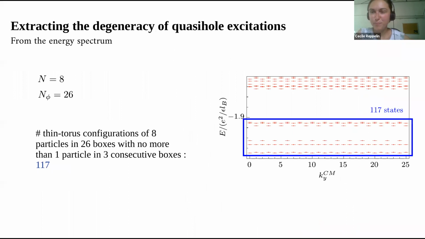Right, so now going back to my more complex case, I can do the same thing. I can write a small script that tells me how many configurations there are with 8 particles in 26 orbitals. And if I only keep those configurations where there are no more than 1 particle in 3 consecutive boxes, that's going to give me 117, which is exactly the number of states that I have here. So I can use that as a way to diagnose a fractional quantum Hall state.